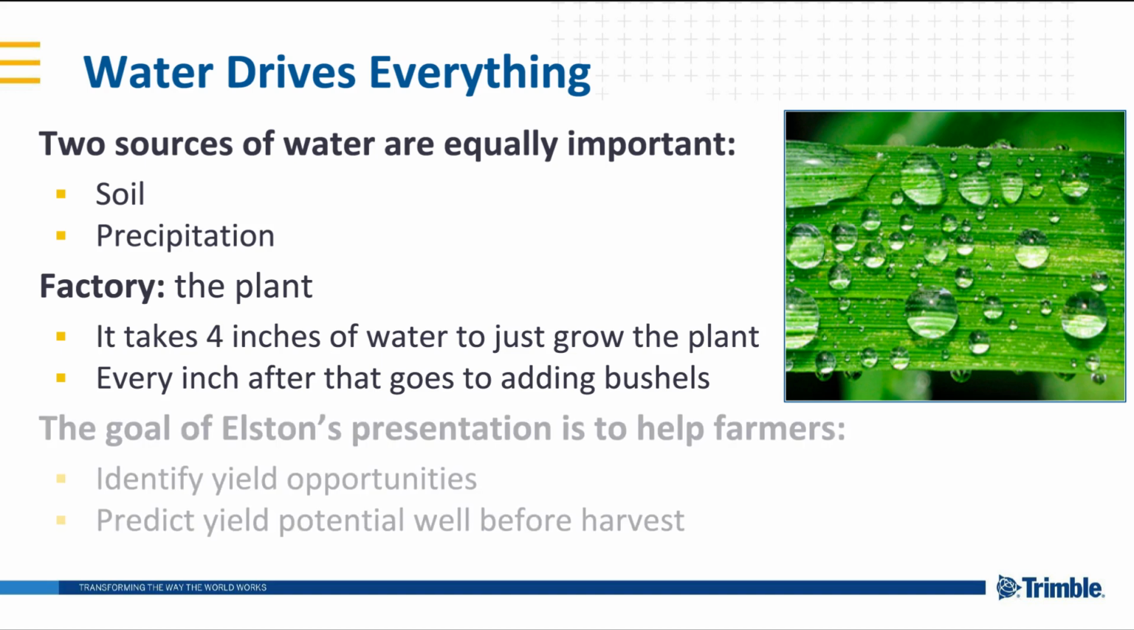So Elston's goal here is to help farmers identify yield opportunities and predict yield potential weeks before harvest, which allows you to pull triggers or take actions during the season that can result in tremendous benefits to ROI. Now we're going to turn it over to Elston, who begins with a great explanation of the opportunity available to farmers if they can get a really good handle on plant available water in their fields.